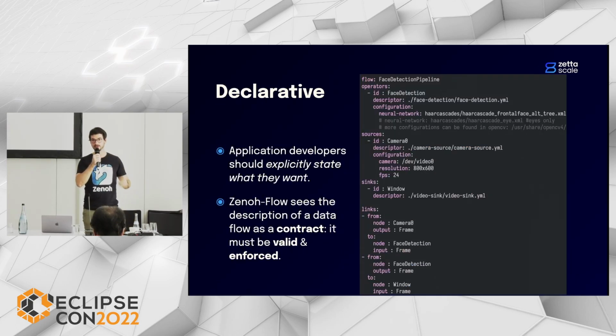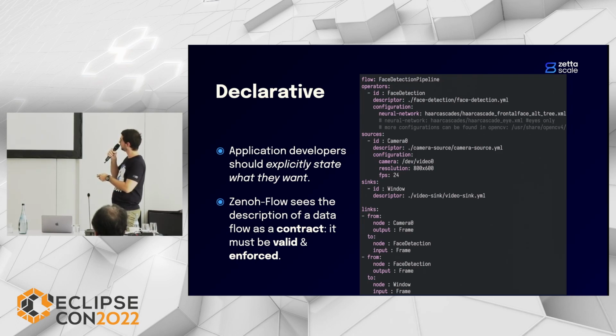Zenoh-Flow is declarative, so this is something that we feel is important. As an application developer, you need to know what is happening. And so for that, we ask you to describe your application with a description. This is YAML. The idea is to show us, okay, that flow has one source that will capture data from a camera, an operator, and a sink, which will digest the data. And so these are the links between these. We see that, and for Zenoh-Flow, this is a contract. As in, this is exactly what's going to deploy.